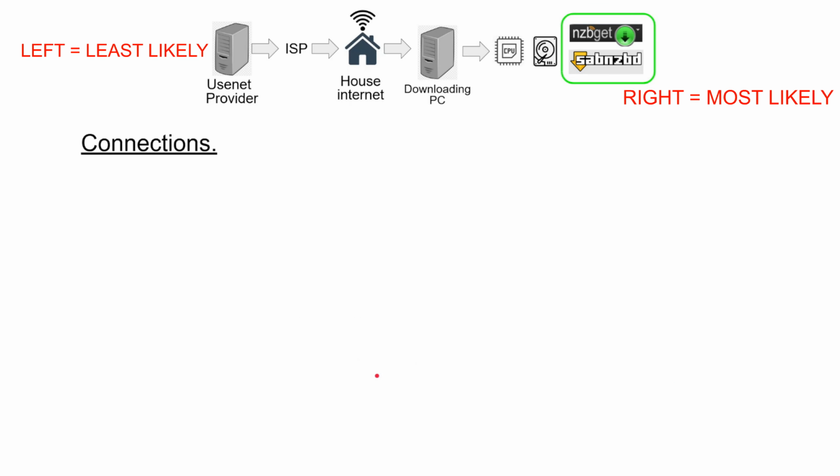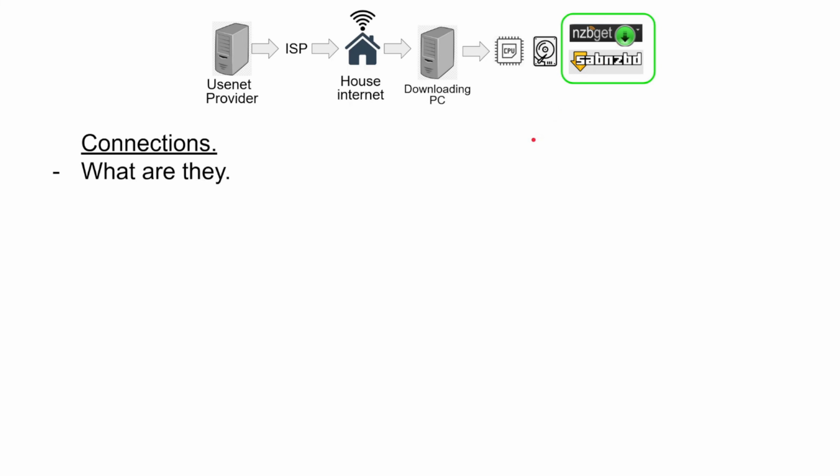If we go one by one, this is going to cover NZBGet and SAB setups. One point that is very important to understand is connections. What are they? It's quite simple. When you register for a Usenet provider, they give you a number of connections. That's what they advertise. Sometimes it's 30, 50, or 100 connections. It's very clear on their website. When you subscribe, your client page sends you this information.